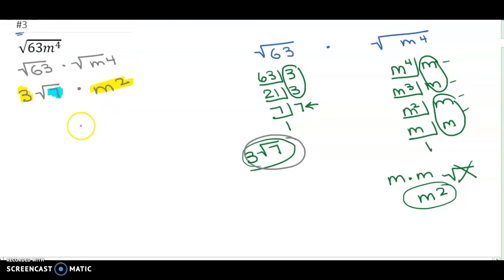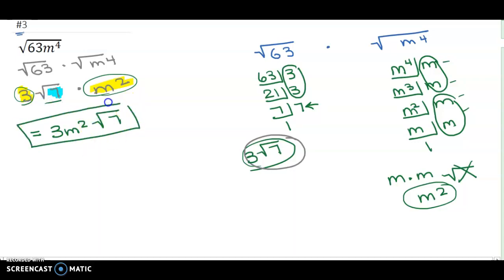And then I'm just going to put them together. So 3m squared goes on the outside, and I'm going to multiply them. So 3m squared, square root of 7. That is my final answer.